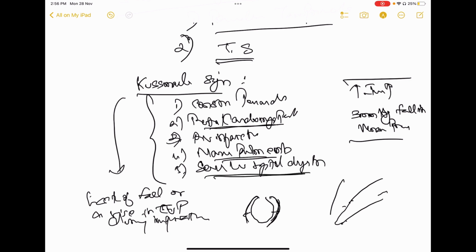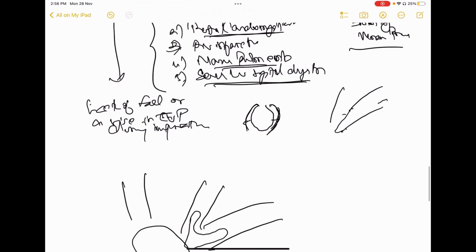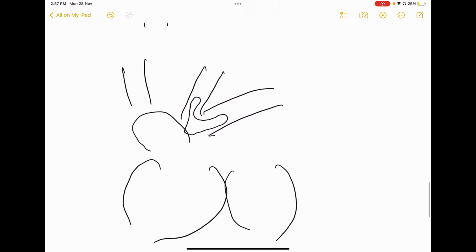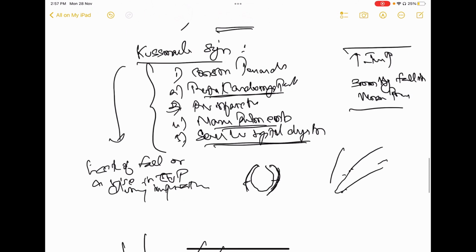The last one is severe left ventricular systolic dysfunction. So what happens? You all know that the most common cause of right heart failure is left heart failure. As the left heart fails, blood backs up in the pulmonary circulation, all the way into the right side of the heart, volume overloading it, and thereby the right heart also fails. So severe left ventricular systolic dysfunction leads to right ventricular dysfunction, leading to a positive Kussmaul sign.